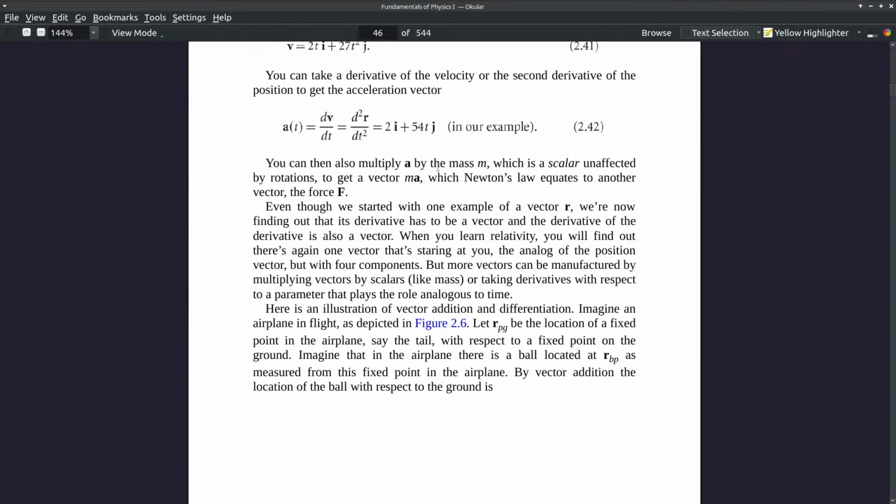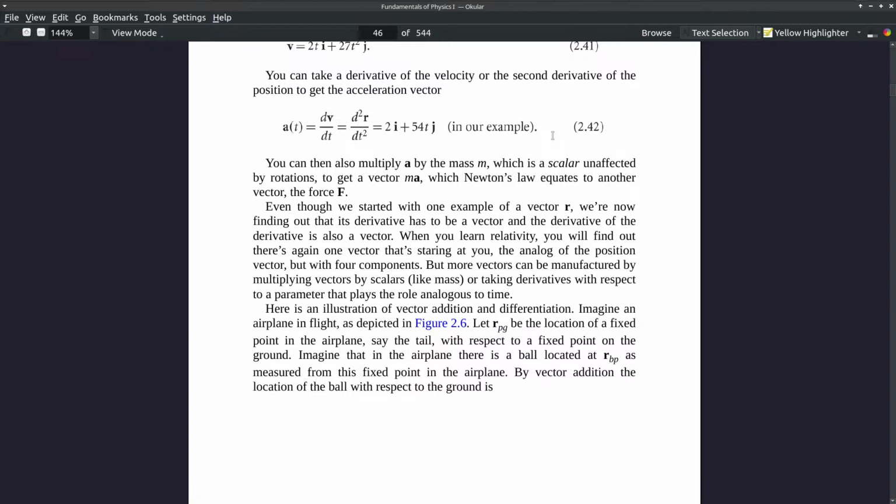You can then also multiply a by the mass m, which is the scalar unaffected by rotations, to get vector ma, which Newton's law equates to another vector, the force F. Even though we started with one example of a vector r, we're now finding out that its derivative has to be a vector, and the derivative of the derivative is also a vector.